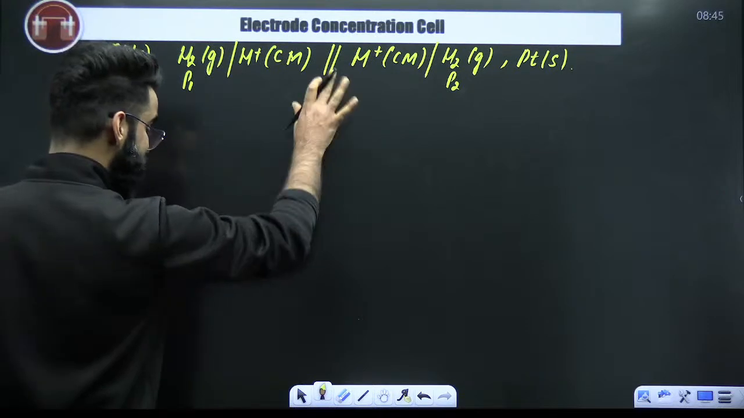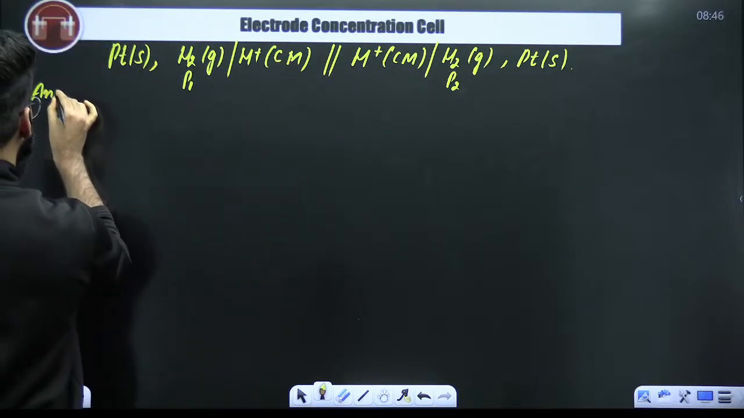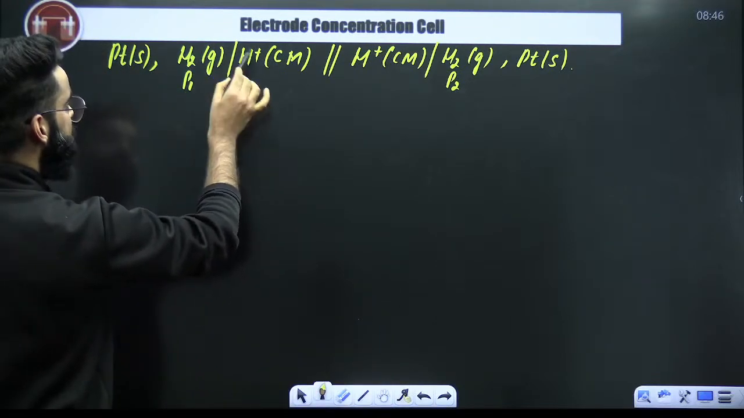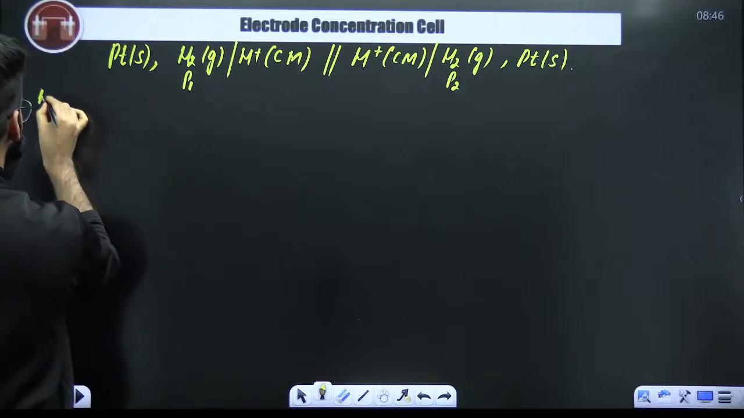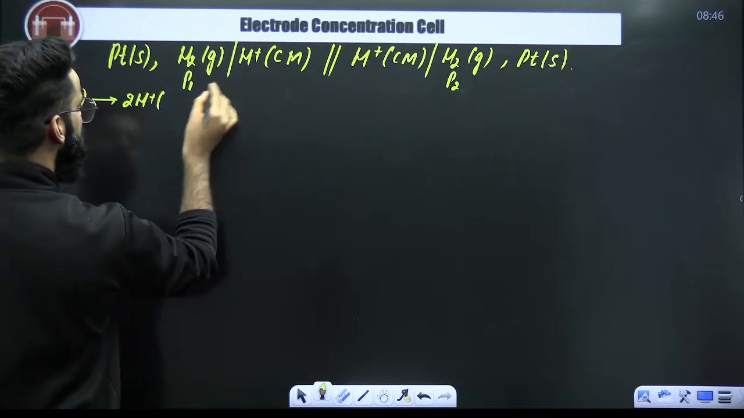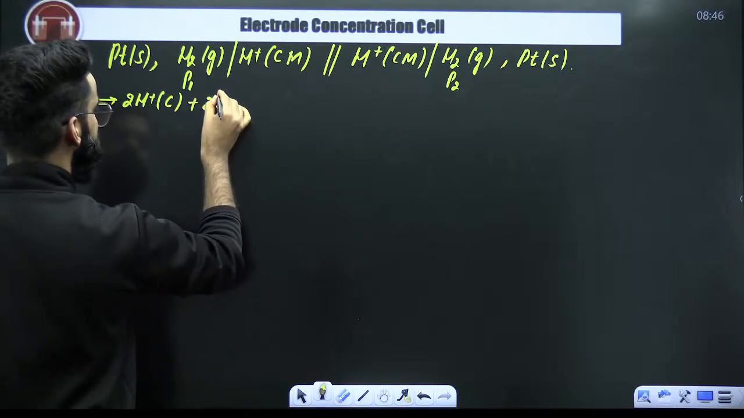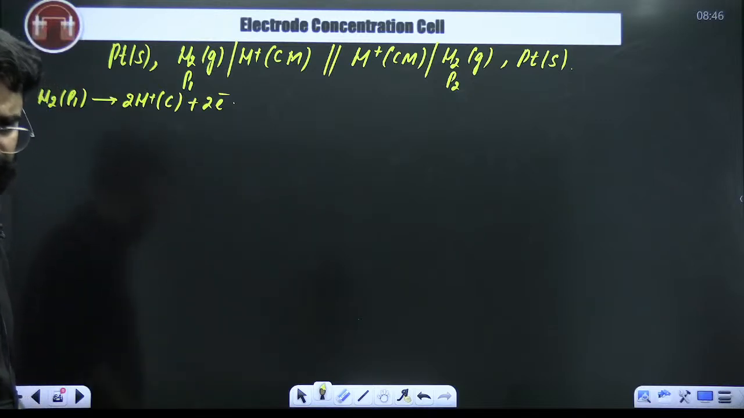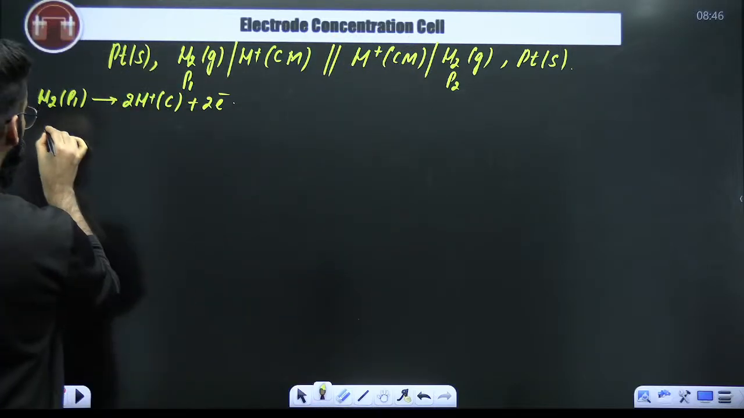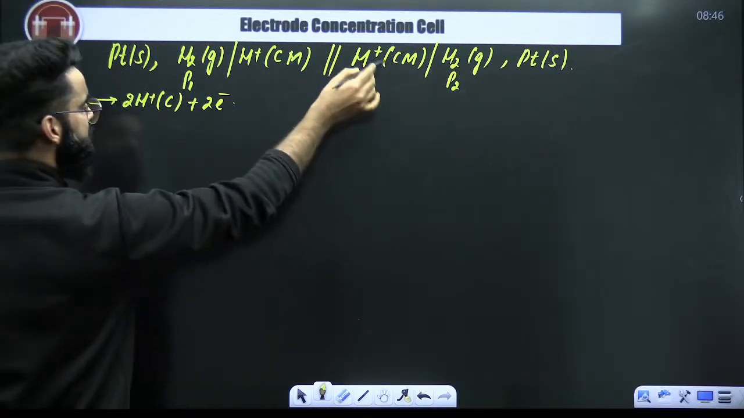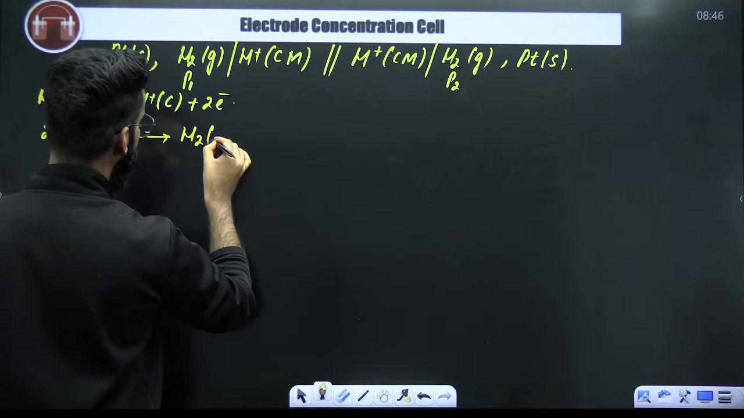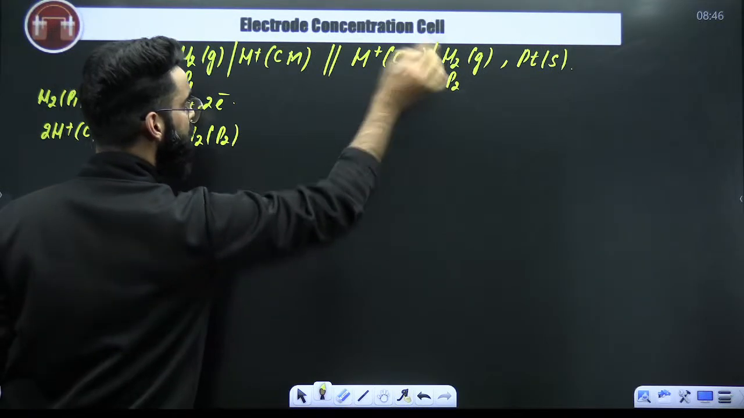So, for this particular cell to be working like a normal galvanic cell, what should be the reaction at anode? At anode, oxidation happens. H2 is getting converted into H positive. So I'll say H2, whose pressure is P1, it has to get converted into 2 times H positive, whose concentration is C molar, plus 2 electrons. This has to be the reaction at anode, right? Similar reaction at cathode. H positive has to get converted into H2. So at cathode, reduction has to happen. So 2 times H positive with the concentration C molar, it has to gain 2 electrons. Then only it will be getting converted into H2 gas, whose pressure here is P2 bar.